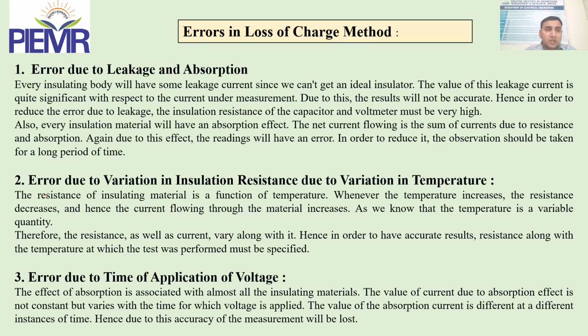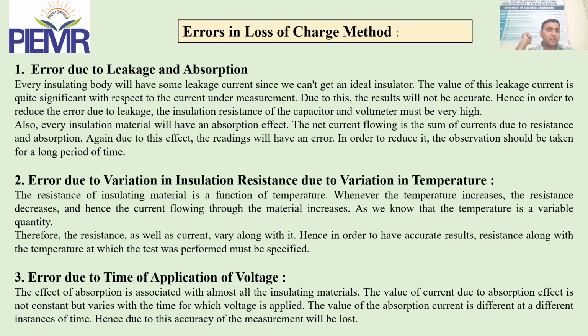What are the errors? The first is that every insulating body has some leakage current, since we cannot get ideal insulators. This leakage current can cause some inaccuracy in the system. Hence, to reduce this leakage, the insulation resistance of the capacitor and voltmeter must be very high. Also, the insulation material has an absorption effect and some current due to this, and the resistance and absorption cause errors in the reading.